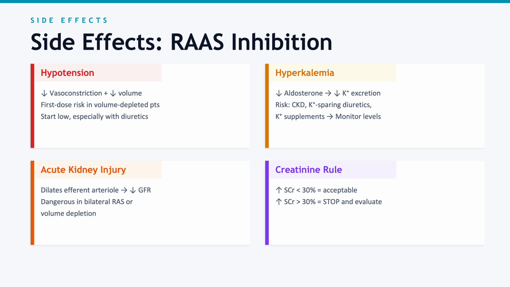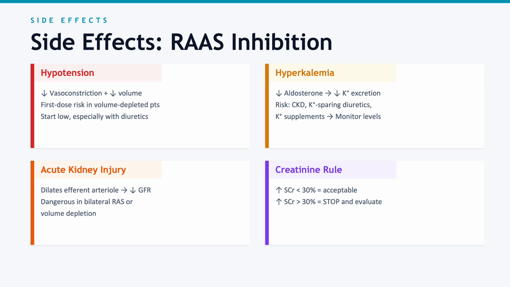From RAAS inhibition, you get hypotension. You are reducing vasoconstriction and blood volume simultaneously. First-dose hypotension is particularly common in patients who are volume depleted, for example, patients on diuretics. Clinical pearl: start low, especially in patients already on a diuretic or with heart failure. Some providers hold the diuretic for a day or two before initiating the ACE inhibitor.